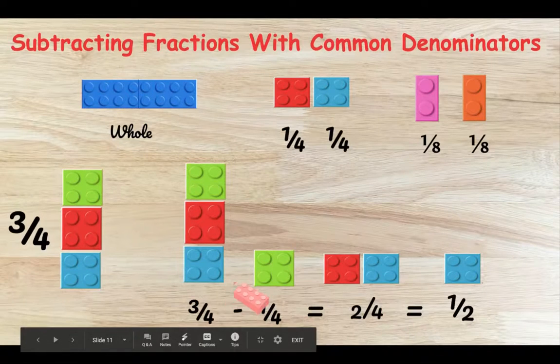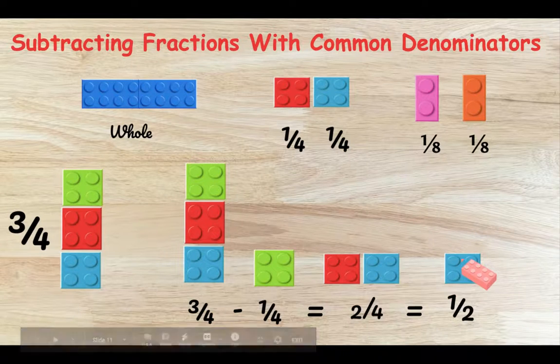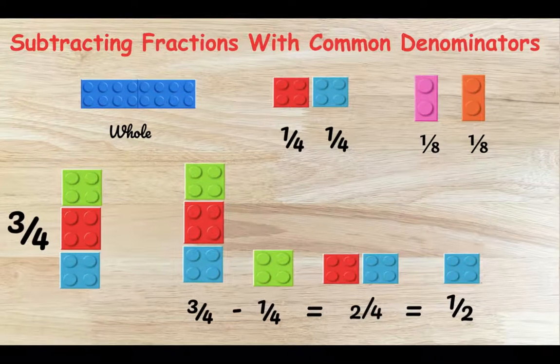So here, when we minus 3/4 from 1/4, we get 2/4, and after simplifying the fraction, we get half. And hence, 3/4 part plus 1/4 part, when subtracted from each other, gives 2/4 part, which when divided becomes half of the whole.